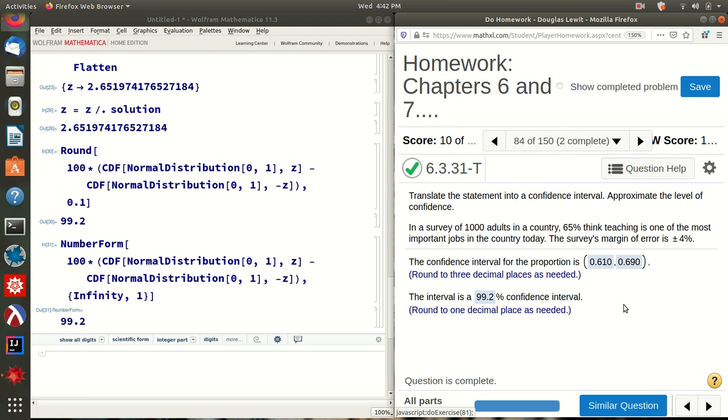It's not going to be 65% every single time for every single sample of 1,000 adults, because different groups are going to be a little bit different. Different groups of people contain different people who have different opinions. But in general, about 99.2% of the time, that percentage will fall between 0.61 and 0.69, or in other words, between 61% and 69%. Okay? I hope this made sense. I hope you understand what's going on.